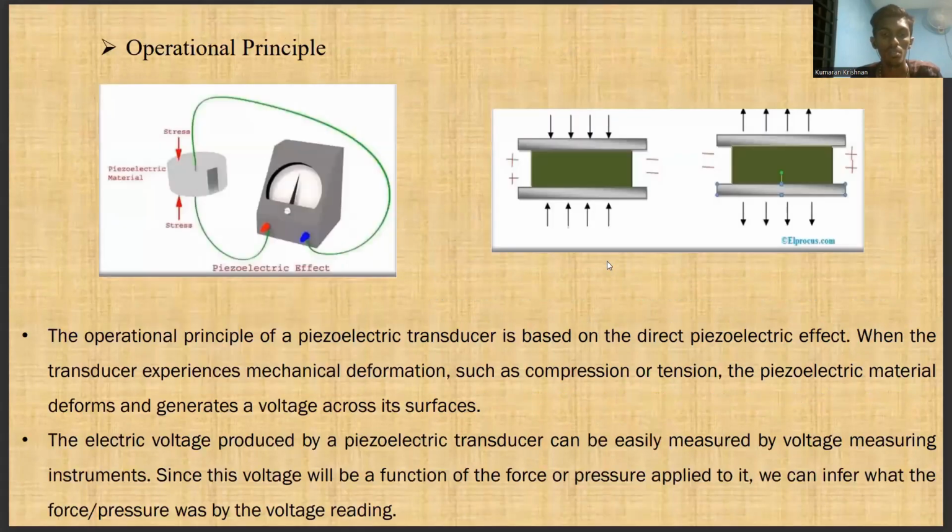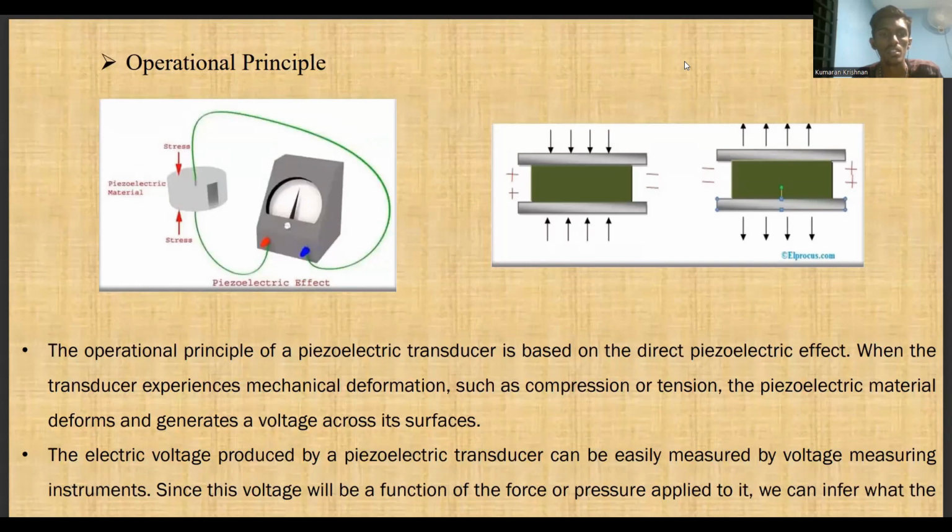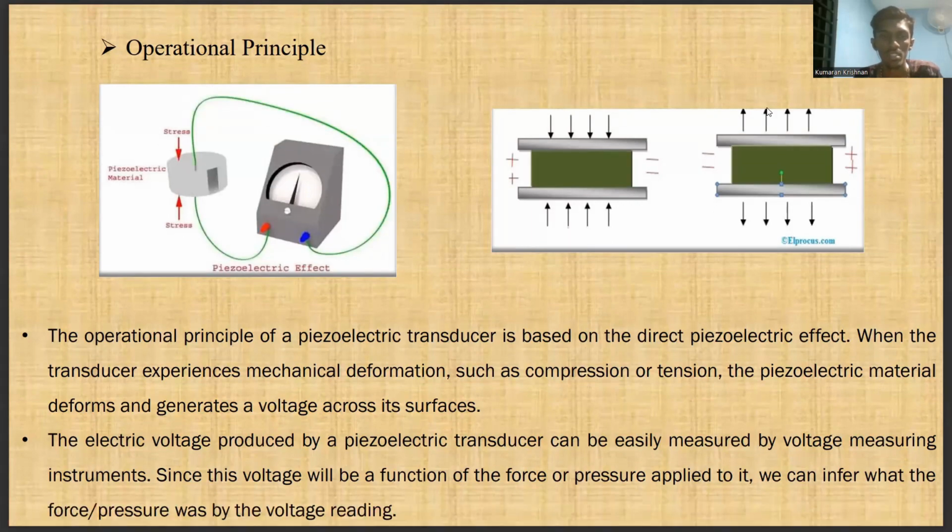The operational principle of a piezoelectric transducer is based on the direct piezoelectric effect. The transducer experiences mechanical deformation such as compression or tension. The piezoelectric material deforms and generates a voltage across its surface. The electric voltage produced by a piezoelectric transducer can be easily measured by voltage measuring instruments.